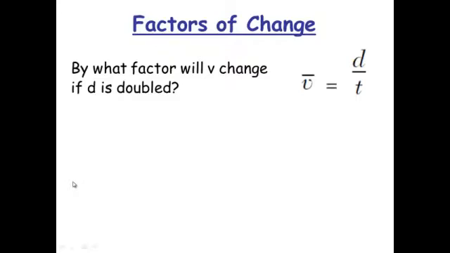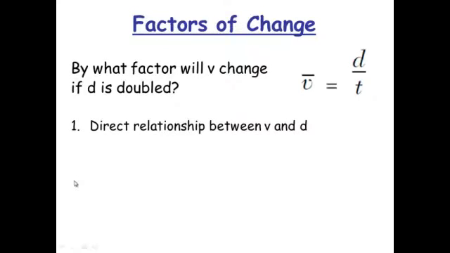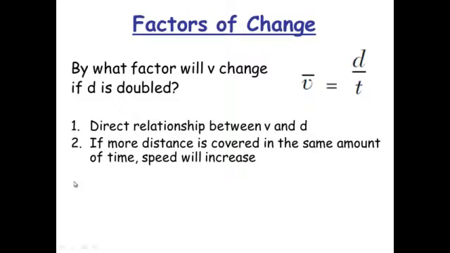Let's try it out. By what factor will v, speed, change if d, distance, is doubled? In the equation to the right, speed is equal to distance divided by time. First, we see that there is a direct relationship between speed and distance. In other words, if more distance is covered in the same amount of time, speed will increase. So if we increase d while keeping t the same, speed has to increase.